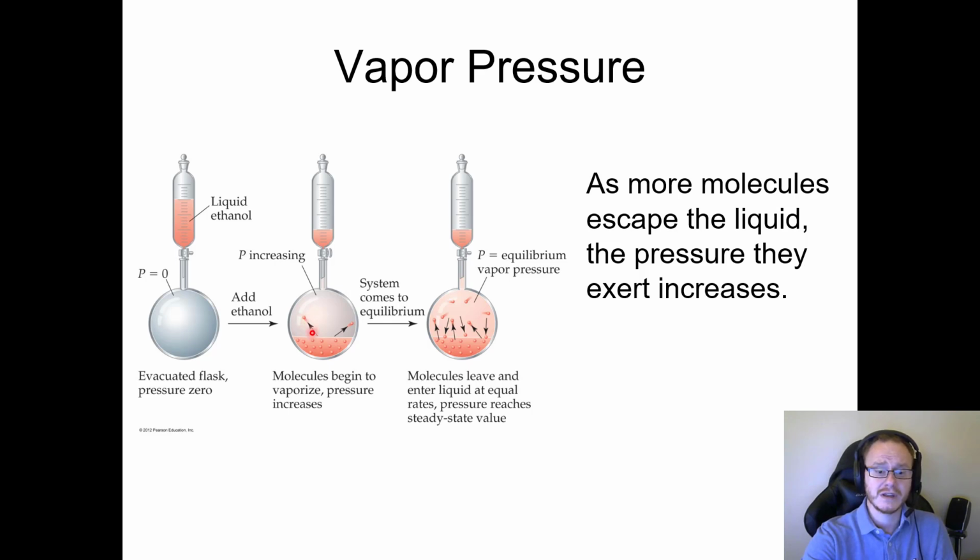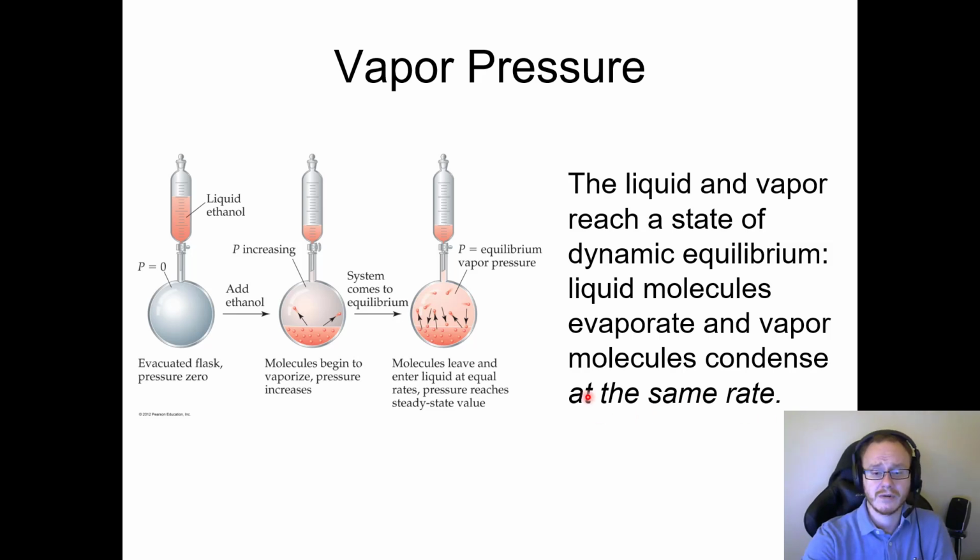Due to this, the molecules are going to bounce around the inside of the flask, and as more and more of them begin to bounce around inside, the pressure inside begins to increase. Those gas molecules begin to push downwards on the liquid. And this is what we know as vapor pressure.